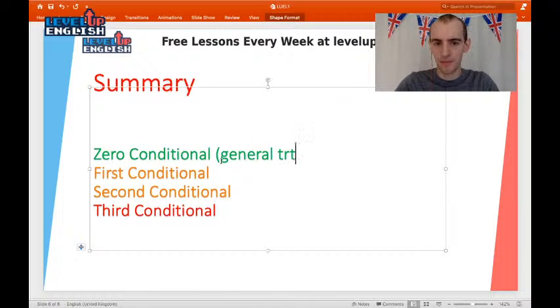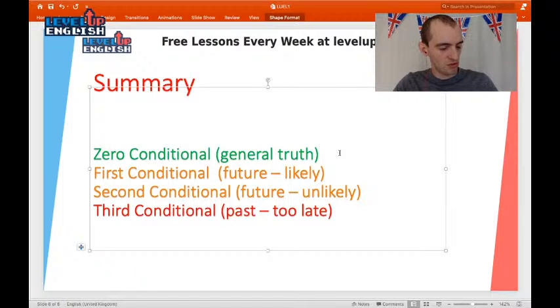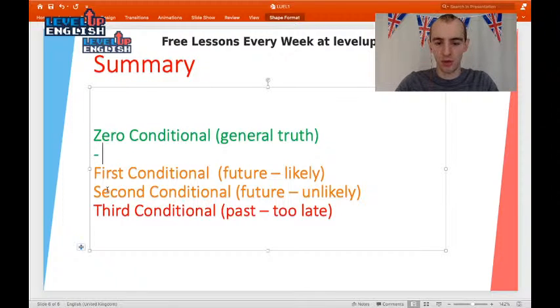So, zero conditional, general truth. First conditional, future, but likely to happen. Second conditional, future, but unlikely to happen, but still possible. Third conditional, past. What can we say for that one? It's impossible. It's too late to happen. And do I have time to add more? Let's just put an example underneath each one. If it rains, I get wet.